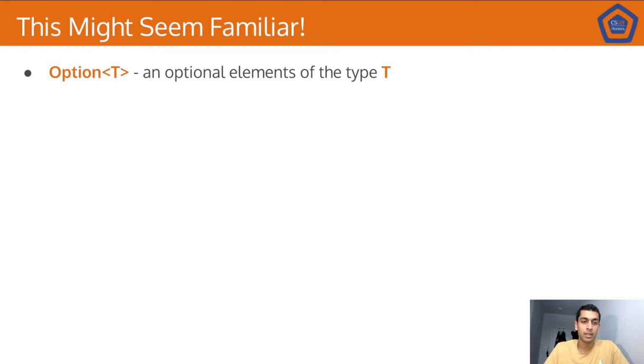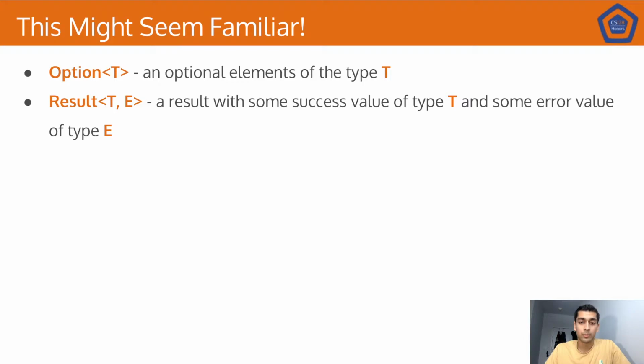And like I said, you've seen these before. You have Option<T>, an optional element that can either have some element with type T or no element with variant None. And the Result enum, you can have some result with a success value of type T and some error value of type E. And so you're able to reproduce code using these generic elements.